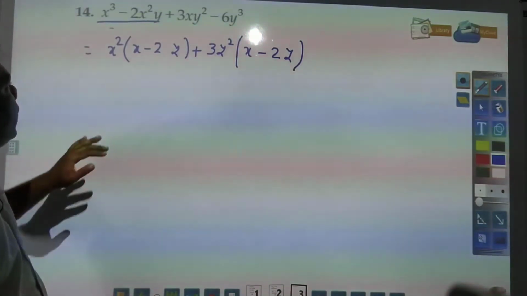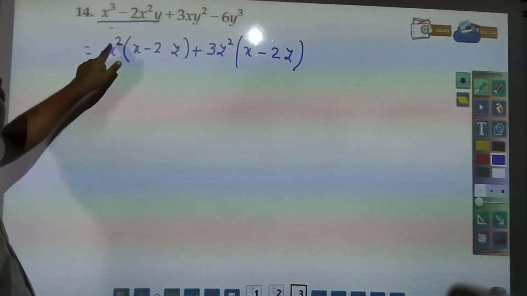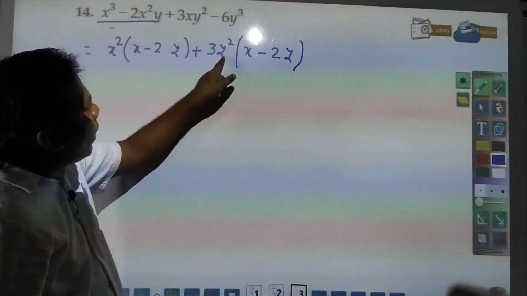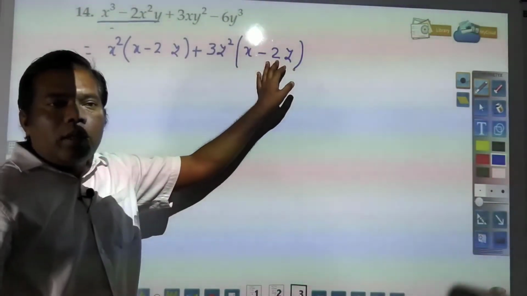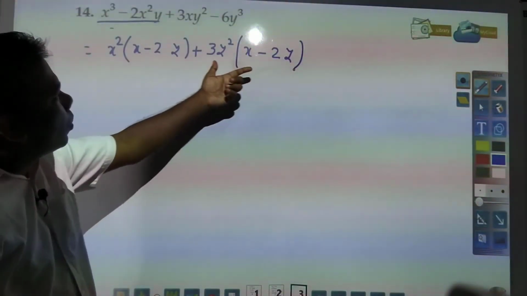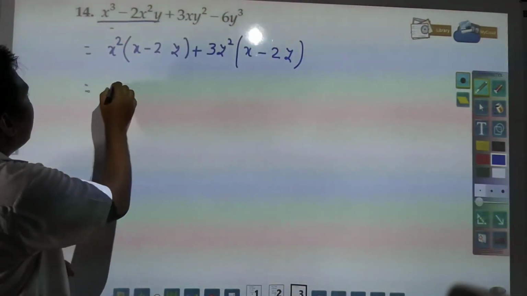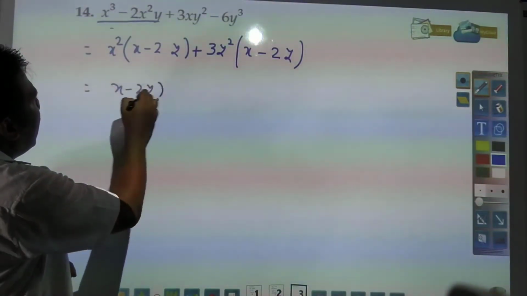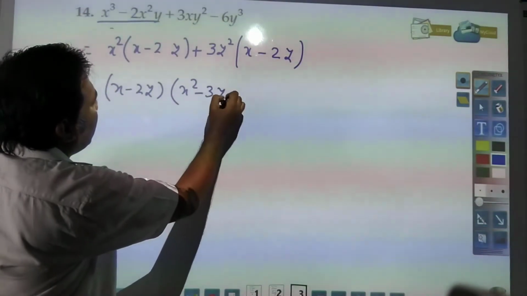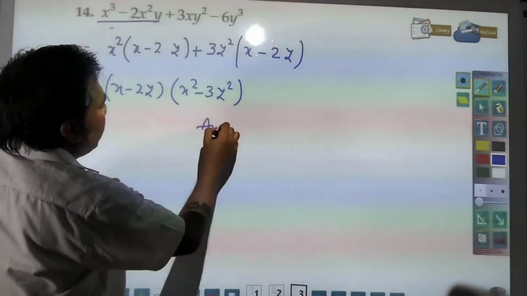So now you see again two terms you have, x square into x minus 2y plus 3y square into x minus 2y. So in this term and this term again you have common x minus 2y. So x minus 2y can be taken out common, and you will be left with x square minus 3y square, and this will be your answer.